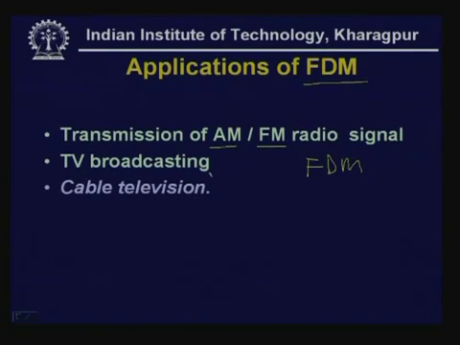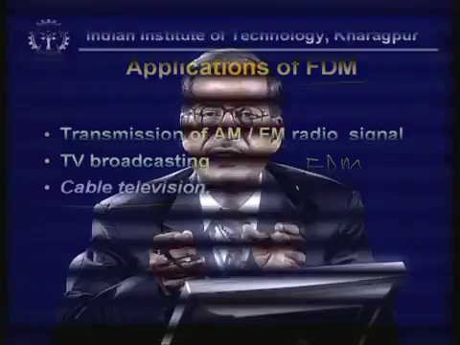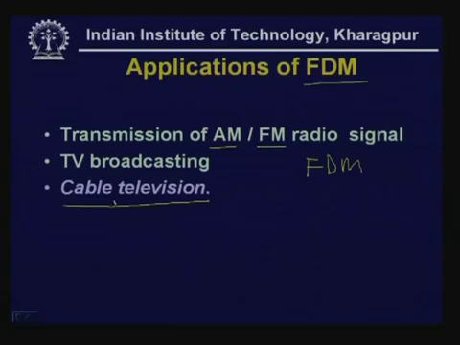And our TV broadcasting is also based on frequency division multiplexing, because you have different TV stations and they use different bands for transmission of their signals, and in the TV receiver, we can select different channels with the help of filtering. And also we are familiar with cable television, where the signal is distributed with the help of coaxial cable. Later on we shall discuss it in more detail.